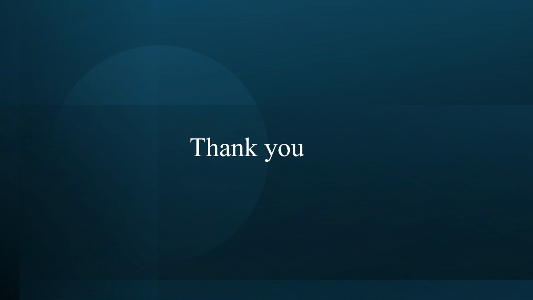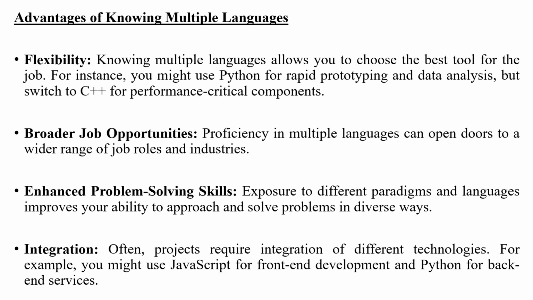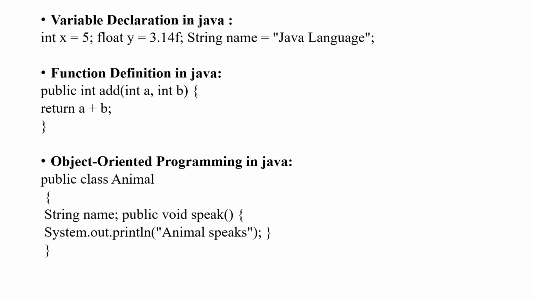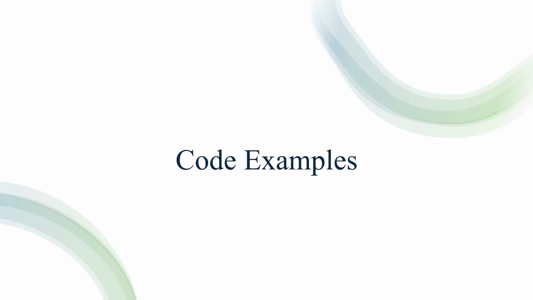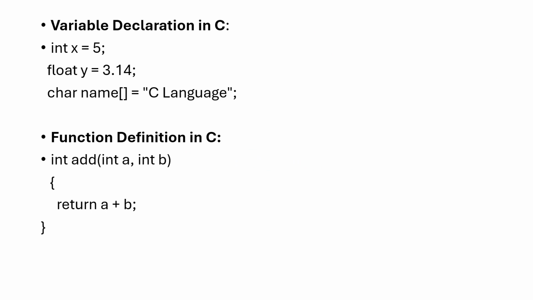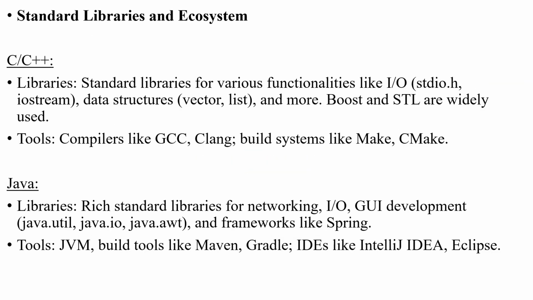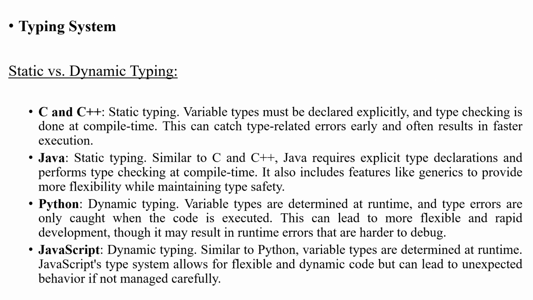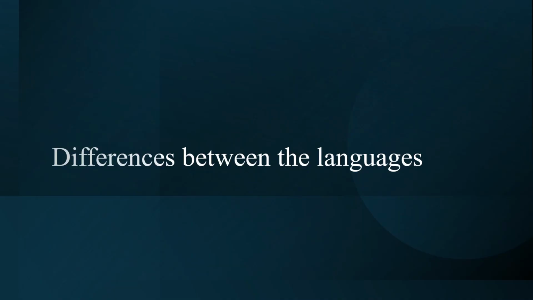In this video, we have discussed the advantages of knowing different languages, the uses of different languages, and the industries where they are actually used. We have also discussed some code examples in C++: how we declare variables and how we declare functions. It might be object-oriented, or a function definition declared in different languages like C++, Java, and Python. We also discussed the standard libraries and ecosystem, the object-oriented features, as well as different memory management and type systems, and the differences between all these languages.